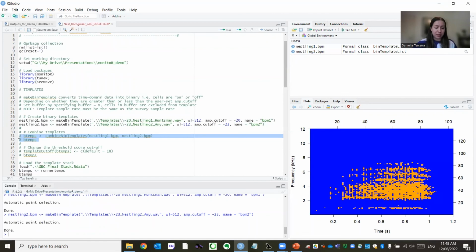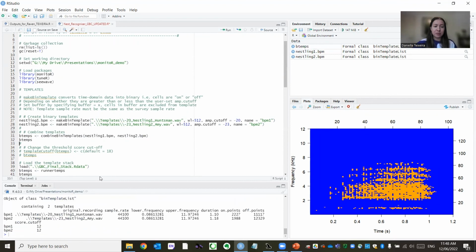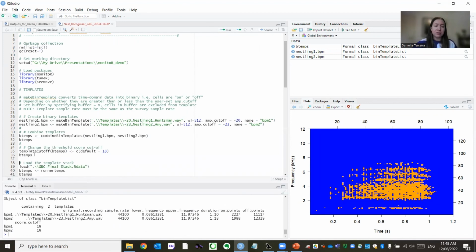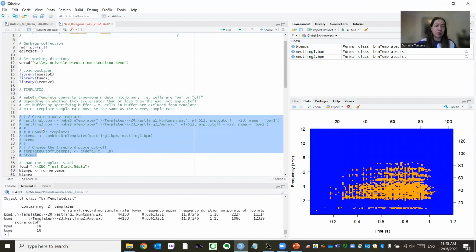You would then have to combine them together with this combine bin templates function. So I'll just run that. You can see the table down here where it's combined them. And if you wanted to modify the score cutoff, you can use this template cutoff function. I'll do that, and if I go down here, you'll see that the score cutoff was 12. That's its default, but I changed it to 18. But because I've done all of that pilot testing and I know exactly what I want these templates to look like, I'm actually going to comment that out.